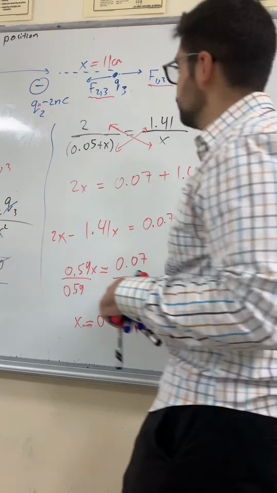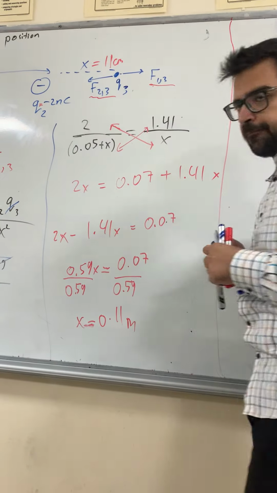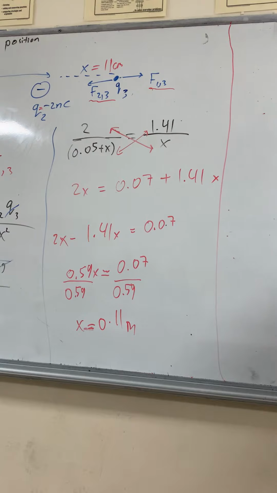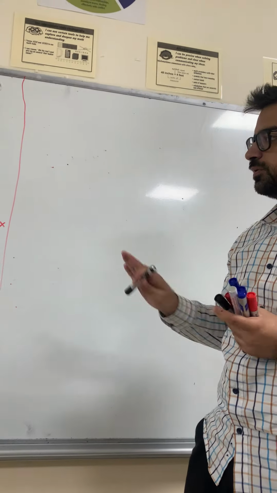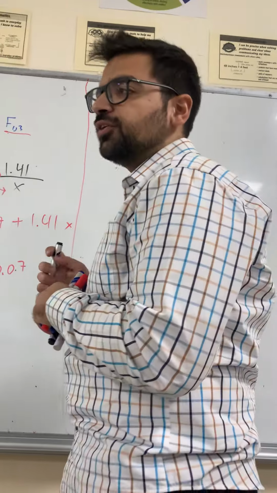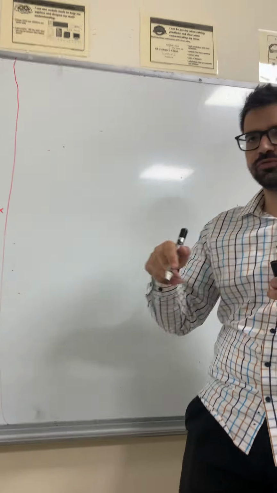Okay, if you want to write 0.11 meters, you can. If you want to write 11 centimeters, you can. Okay? Another example, and let's do it using the shortcut method without doing all of this.